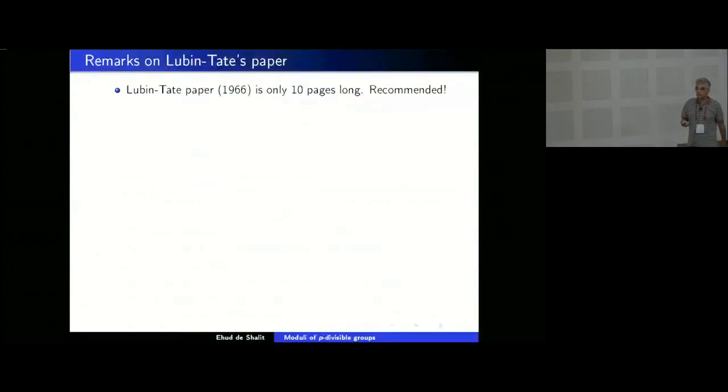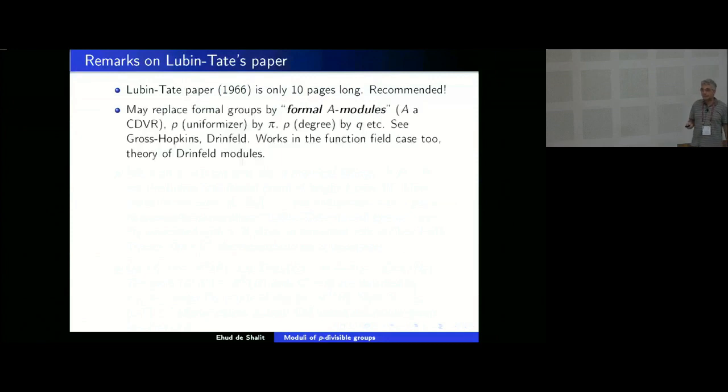So the remarks are, first of all, read the paper, it's recommended. The whole theory extends to formal A modules if A is not Z_p now, but any complete discrete valuation ring. P as a uniformizer is replaced by pi, the uniformizer of A, and P as the degree is replaced by some power of P, which is Q, etc. And this was done by Gross and Hopkins and Greenfield. And in fact, it works in the function field case too, if A itself is in characteristic P. And this leads to the important notion of Drinfeld modules.